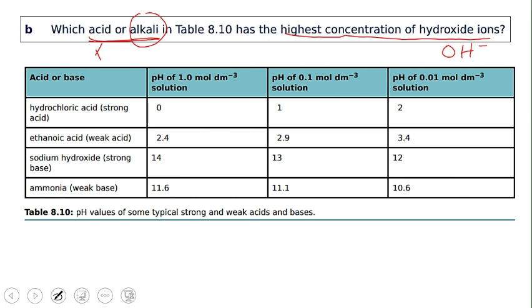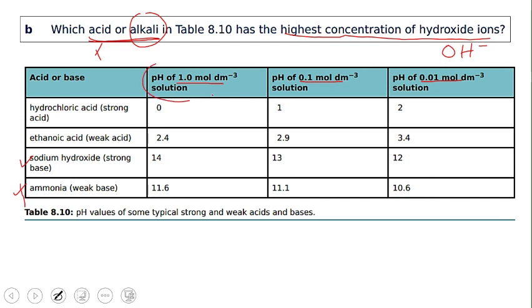From the alkali or base, we have to choose the strong alkali or base, because a strong alkali or base will have more hydroxide ions. So we have here two alkalis or bases, sodium hydroxide and ammonia. Sodium hydroxide is actually a strong base and ammonia is a weak base. So we have to choose sodium hydroxide, not ammonia. Now we have to see that sodium hydroxide can have 1 mole per dm cube concentration, 0.1 mole per dm cube concentration, and 0.01 mole per dm cube concentration.